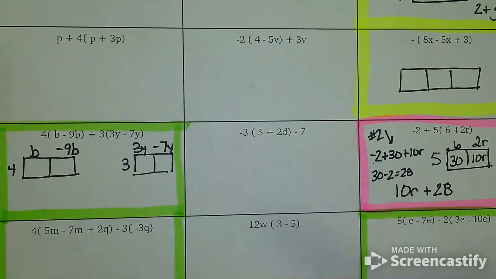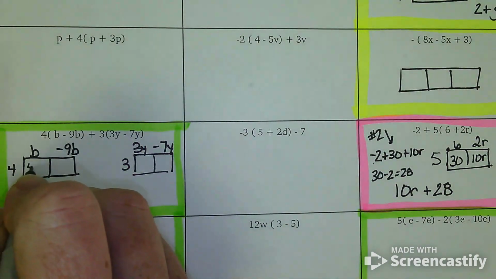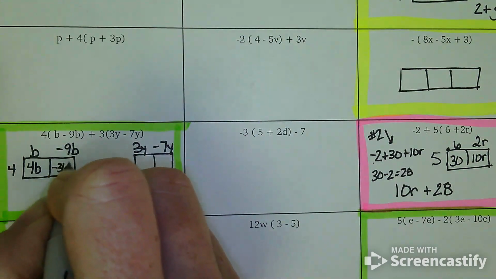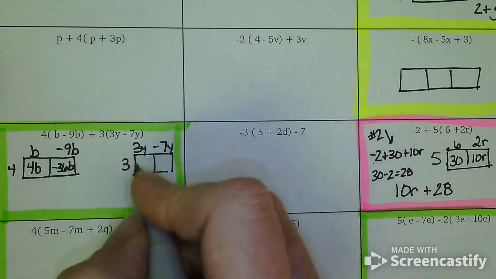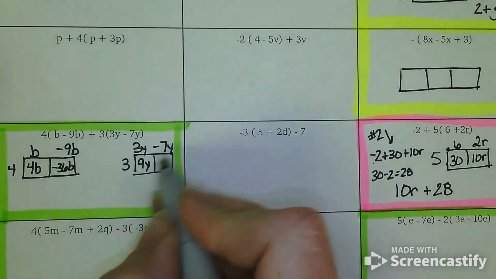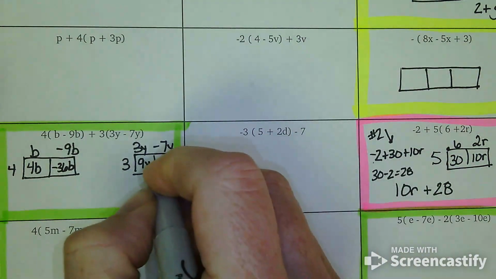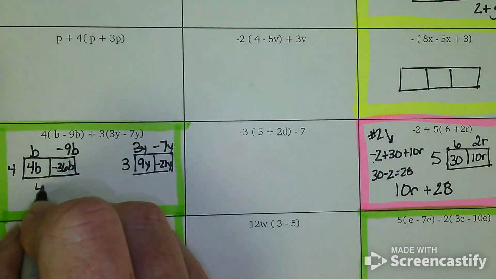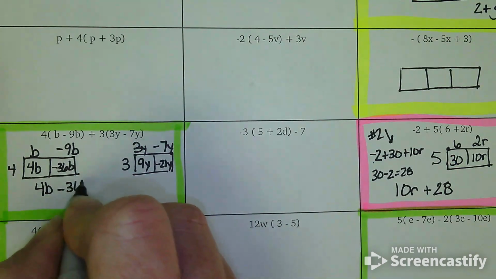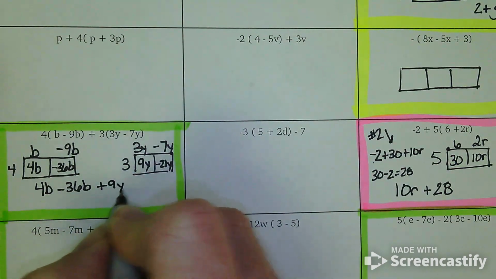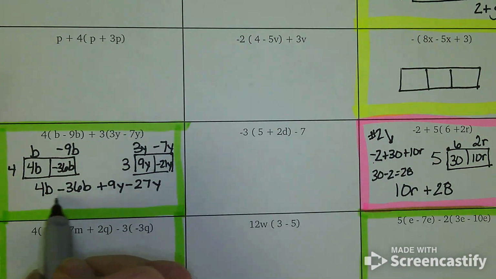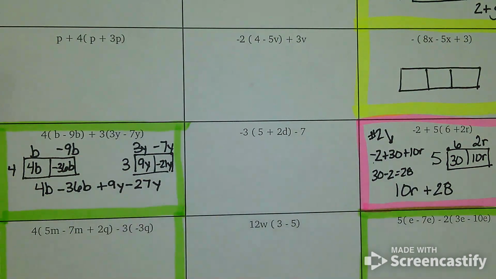So my y's are going to combine, my b's are going to combine, and I'm going to get a simplified expression. So when I multiply here, I get 4b. And when I multiply here, I get negative 36b. When I multiply here, I get 9y. And when I multiply 3 times negative 7, I get negative 21y. So now my job is to put all of this together. 4b minus 36b plus 9y minus 21y. And then my job is to combine my b's and my y's to get a simplified answer.